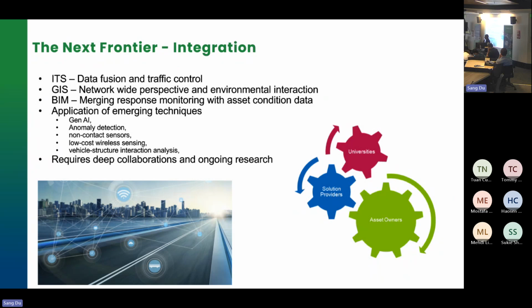And obviously there are a lot of emerging techniques and technologies out there, with Gen AI, anomaly detection, non-contact sensors, wireless sensing, as well as vehicle structure interaction using the vehicle data. I believe we've just started our journey together, not only from Rockfield's perspective, but as a community. We're at a very early stage, and we have a long way to go.